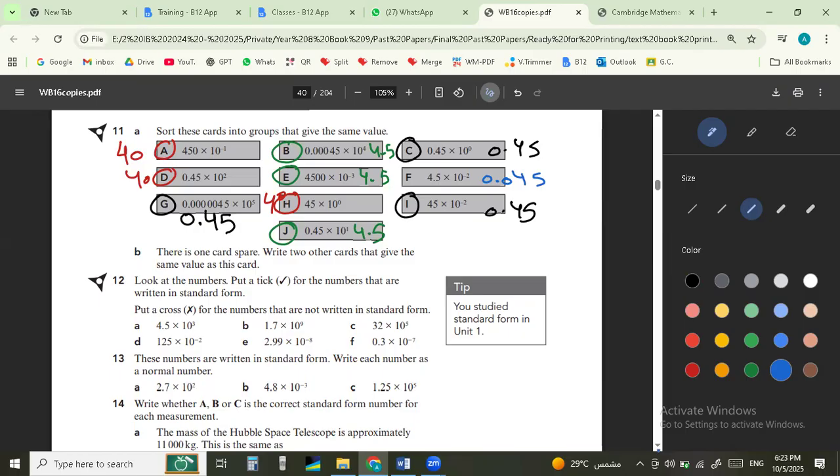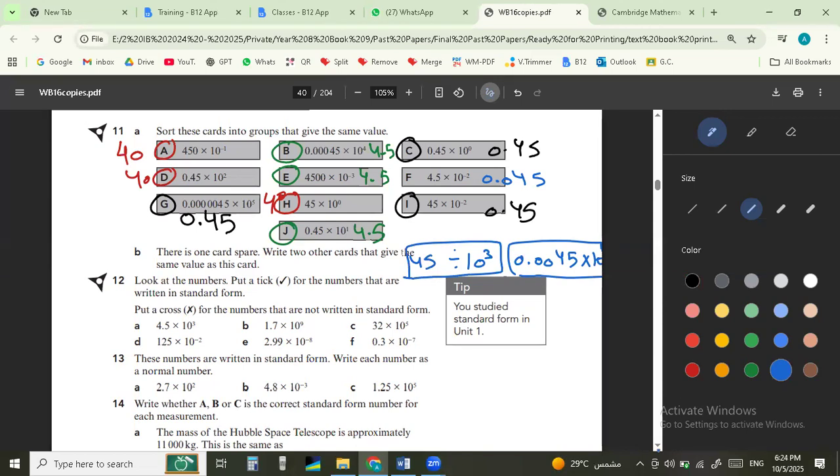There are multiple cards that can give you the same answer. For example, if I say to you 45 divided by 10 to the power of 3, that's going to give you 0.045. If you write, for example, 0.0045 multiplied by 10 to the power of 1, which is just multiplied by 10, that's going to make it 0.045 as well. This is going to be another card, and both of them give the same value as F.